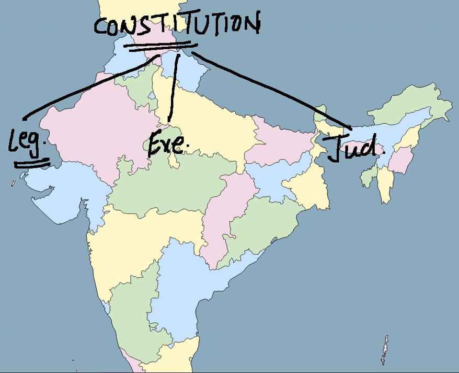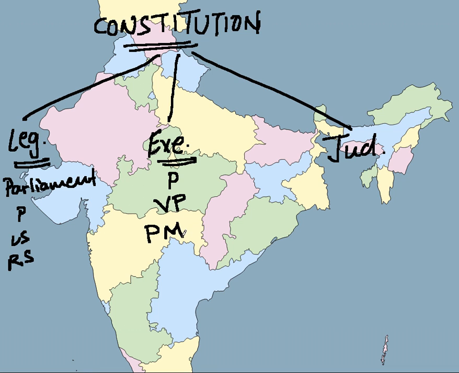The legislative branch comprises of the parliament, which is nothing but the president, the Lok Sabha, and the Rajya Sabha. The executive branch comprises of the president, the vice president, the prime minister, and the union cabinet. The judiciary branch comprises of the Supreme Court, the chief justice, and the associate justices.